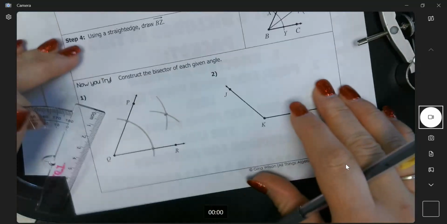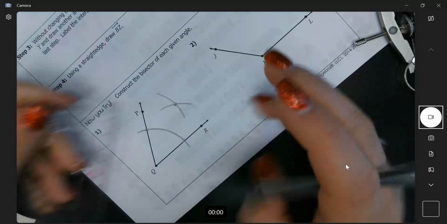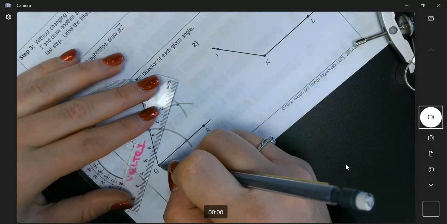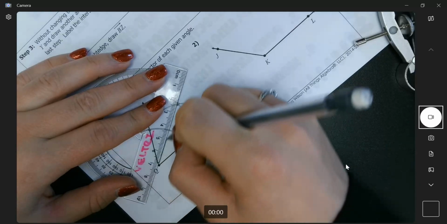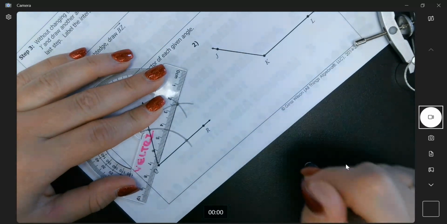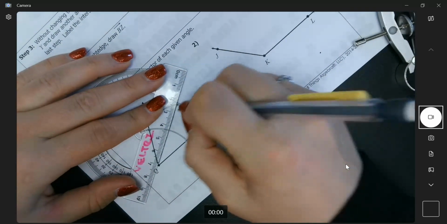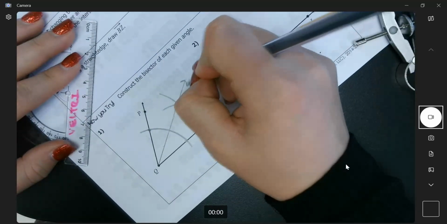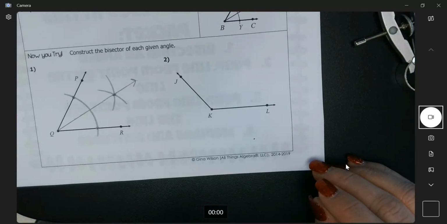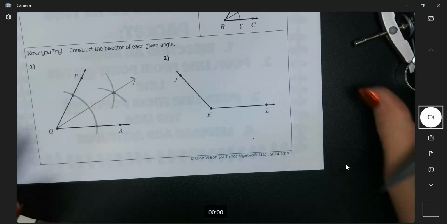And I'm going to just turn my paper a little. I'm going to start at Q and just connect through this point. There we go, and that's my angle bisector. Okay, so that was on this first angle. I'll go through it again.